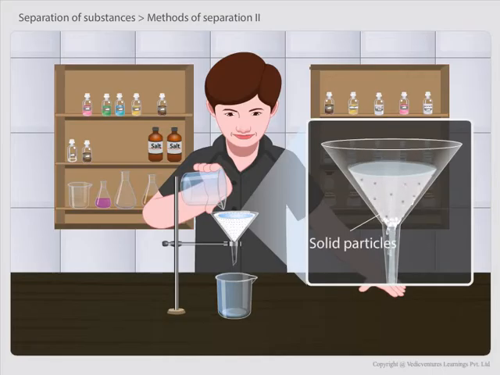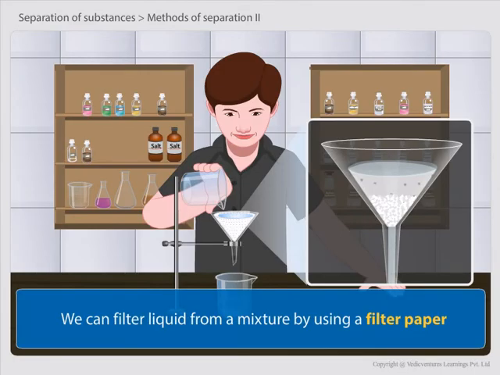Solid particles in the mixture do not pass through it and remain on the filter, while the liquid can easily pass through it and gets separated from the solid particles. In this way, we can filter liquid from a mixture by using a filter paper.